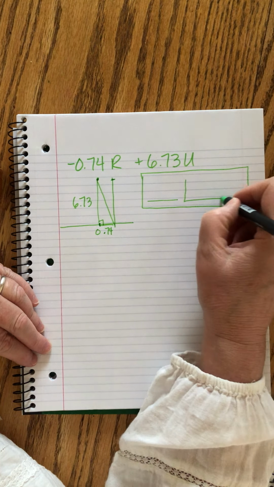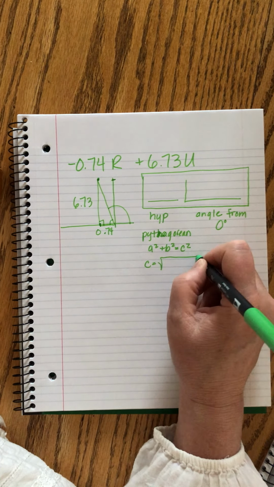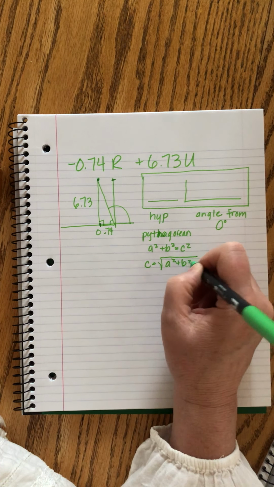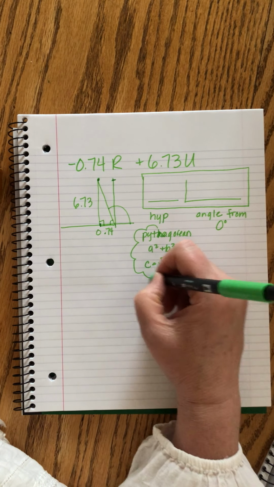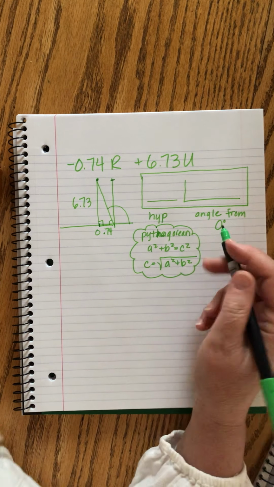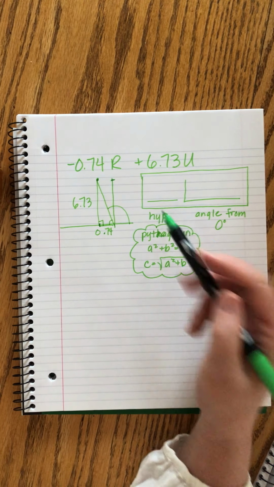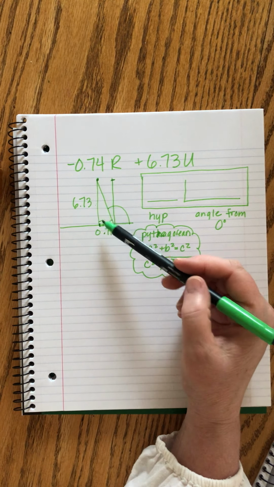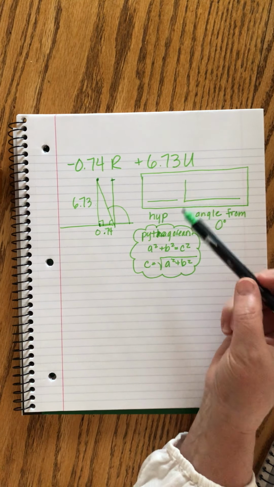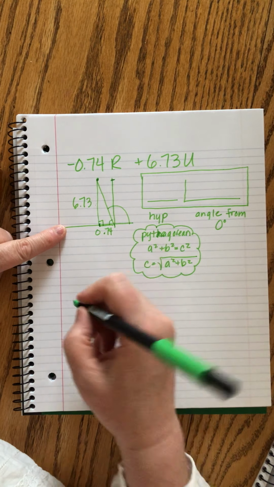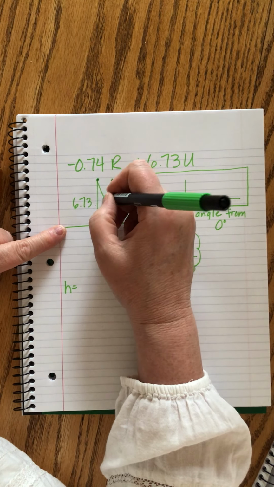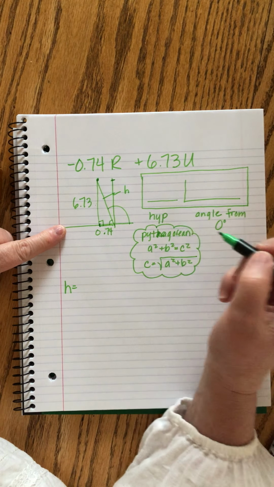Now, to find the hypotenuse, let's use Pythagorean. A squared plus B squared equals C squared, or C equals the square root. Okay, so this is our easiest tool to calculate the hypotenuse that belongs here. And we will always have these two legs because those are the rectangular coordinates. So to find the hypotenuse, I like to say H, because that's what this side is, right? That's the hypotenuse, and that's what we want there.